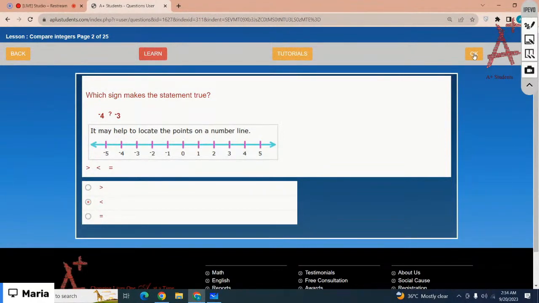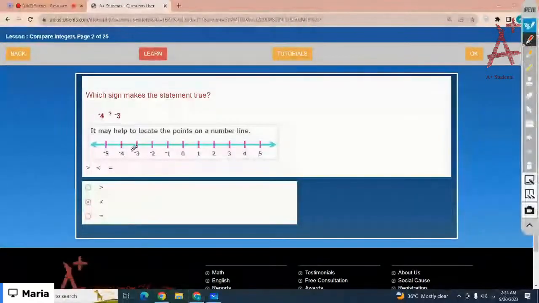Because on the negative side, as you are moving far from 0, the numbers are getting smaller and smaller, right? So if you see the number line, -4 is farther from 0 than -3. So -4 is less than -3, right? It is less.